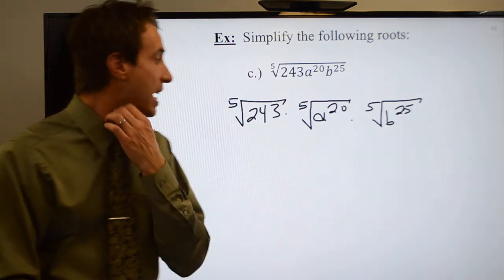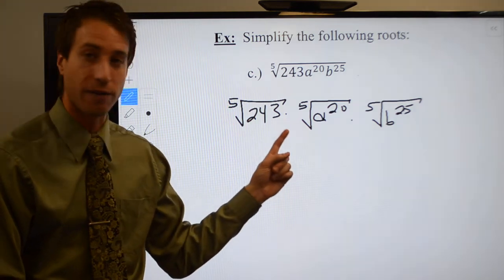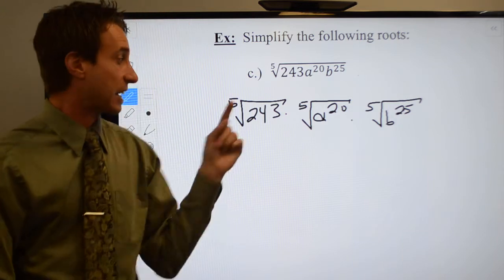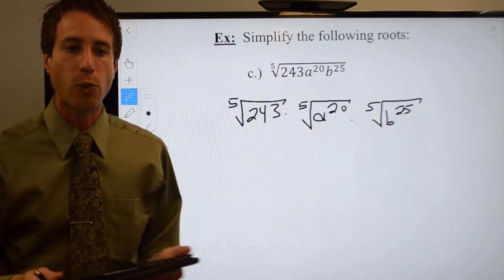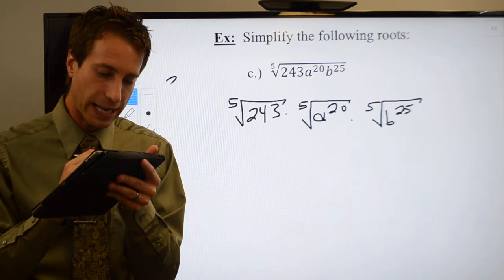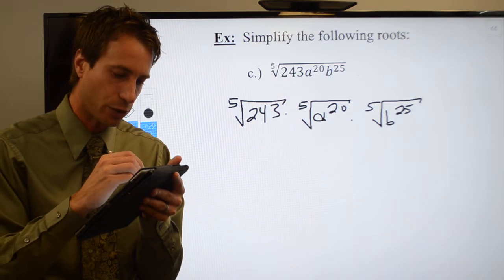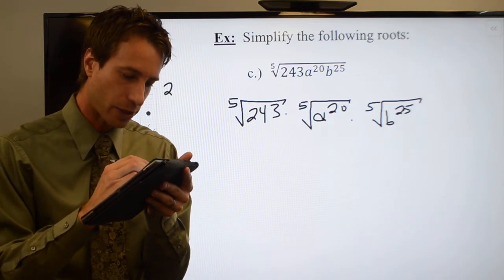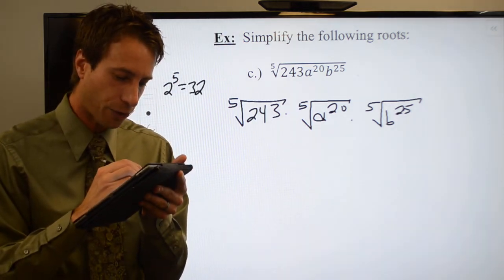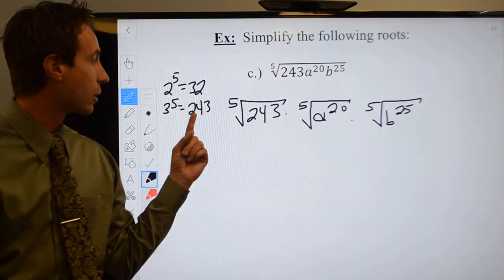I need to find some number. Remember the way this works: the 5th root of 243 is going to be some number that when it's raised to the 5th power gets me 243. Well, we try a couple of these. I did a couple on my calculator real quick. If you do 2 to the 5th power, that's 32. 3 to the 5th power is 243, which is exactly what I was looking for.